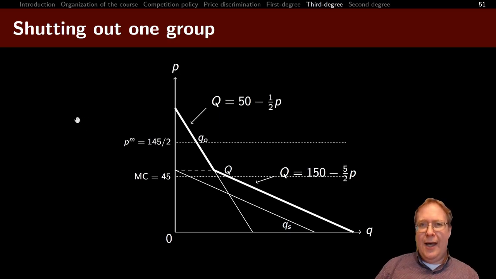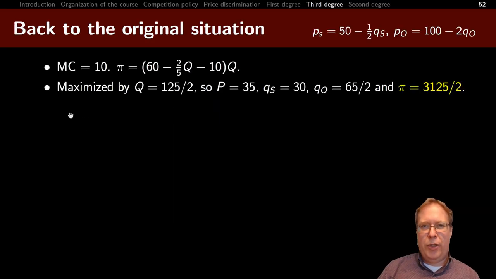That was just an aside. So let's go back to the original situation. So again, my marginal cost at 10, and I already figured out that this will be my profit maximizing price, and these will be my profits. So this is if I just charge the same price to both groups. No price discrimination.